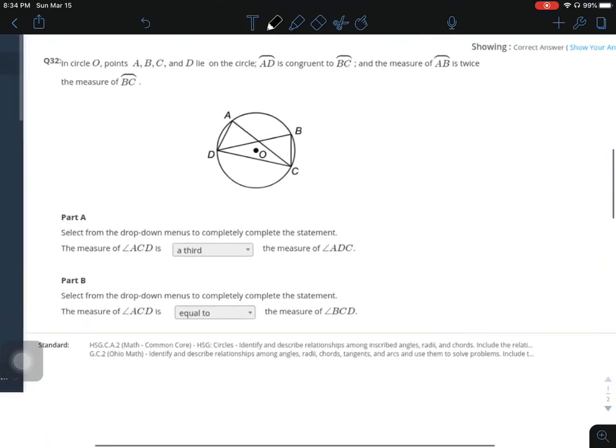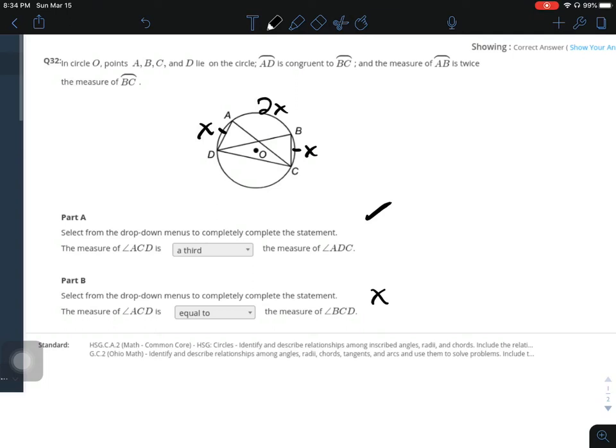Question 32. This may come as a shock to you, but this one's also messed up. Part A is fine. Part B is not. A, B, C, and D lie on the circle. Arc AD is congruent to arc BC. I'm just going to call those X in length. The measure of arc AB, that's this fellow right here, is twice as big as BC. If BC is X, that's going to make this 2X.